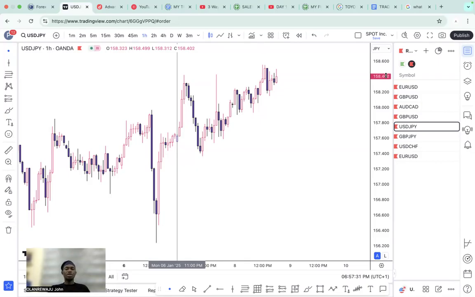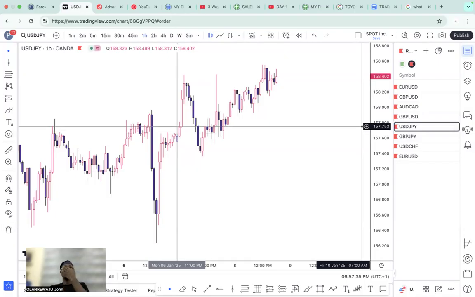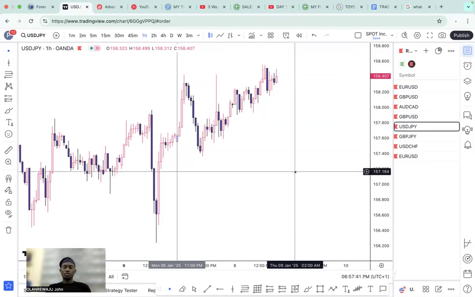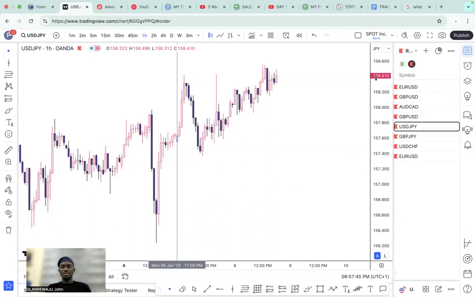Do you get it? For Japanese pairs, it is from the second decimal place, and for other pairs, it is from the fourth decimal place. So for example, the market is currently at 158.41. Let's just take that particular example.